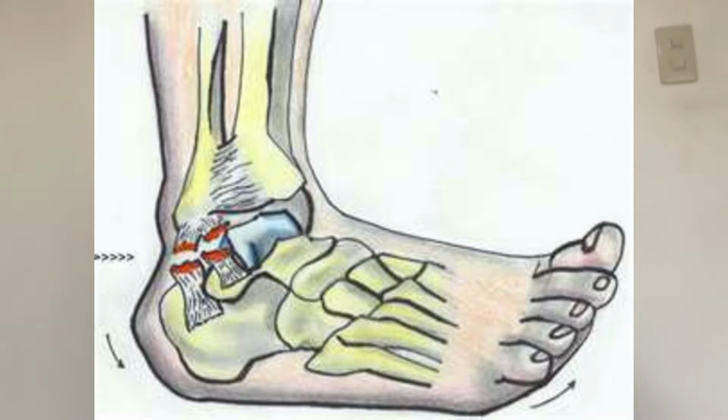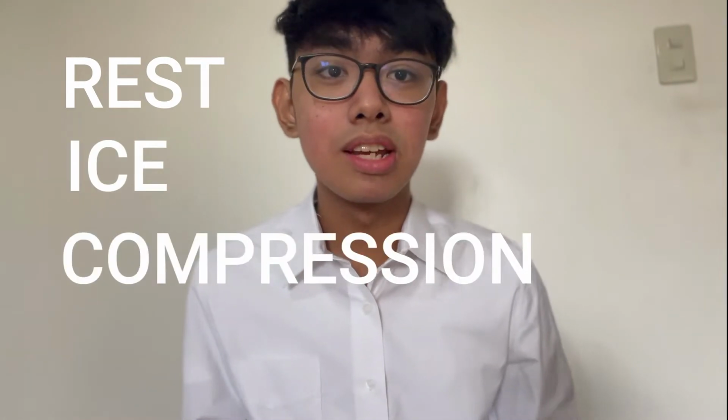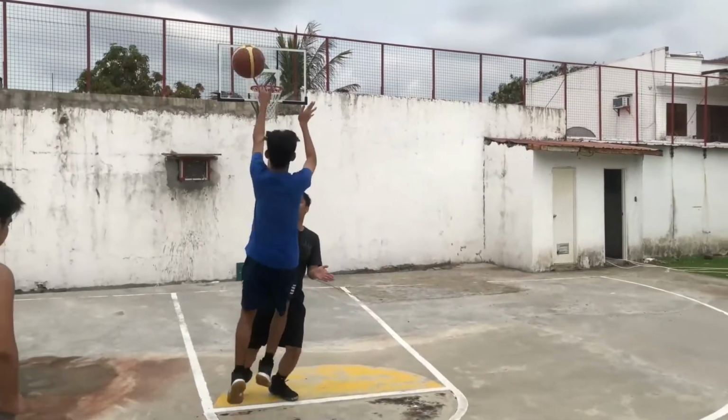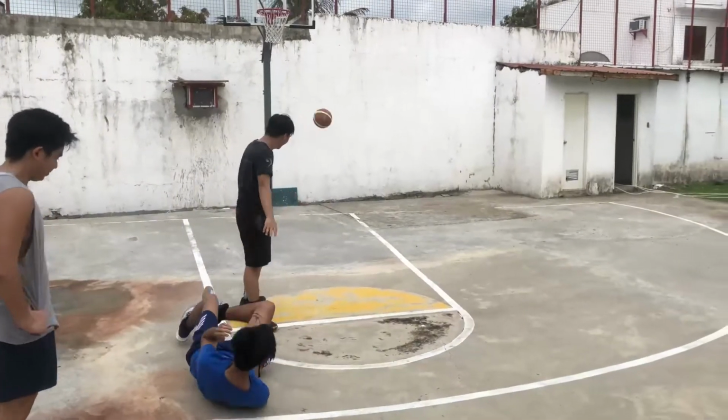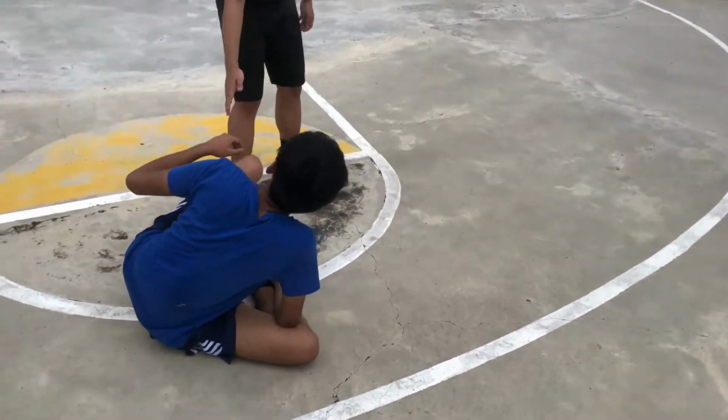Since the ankle is the most commonly sprained joint in the body, let us learn how to apply basic first aid to it. Always remember RICE. RICE stands for rest, ice, compression, and elevate. If you roll your ankle in the middle of a game, immediately ask for help from your teammates. Do not continue the game.